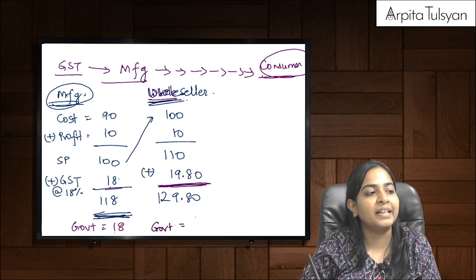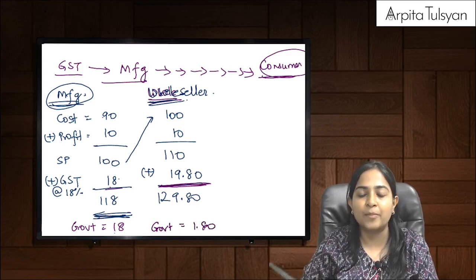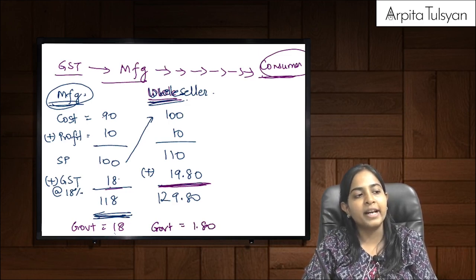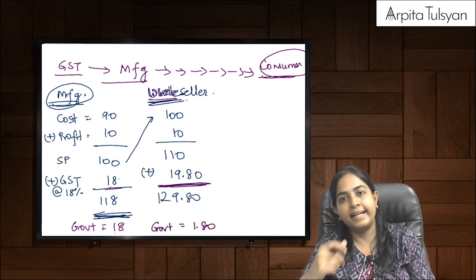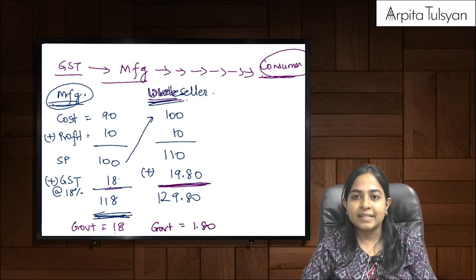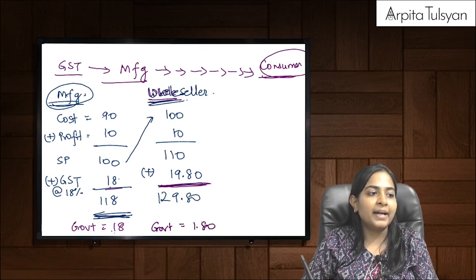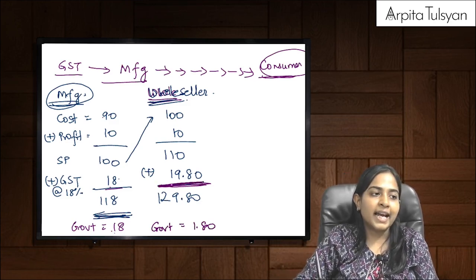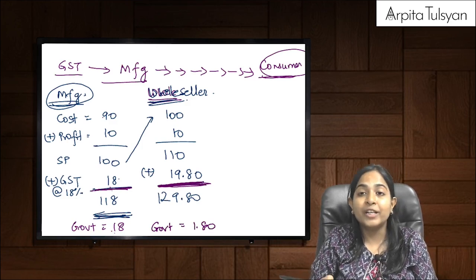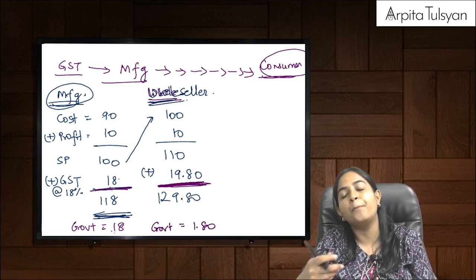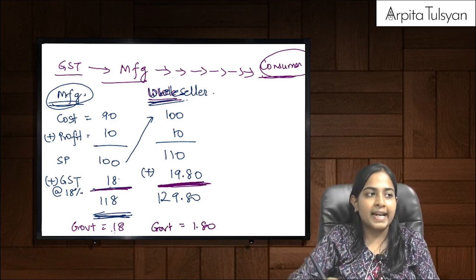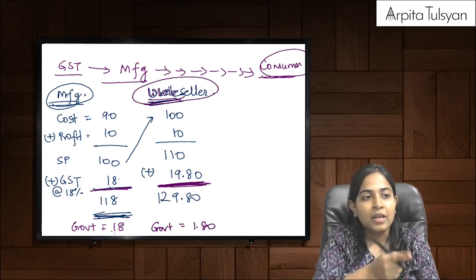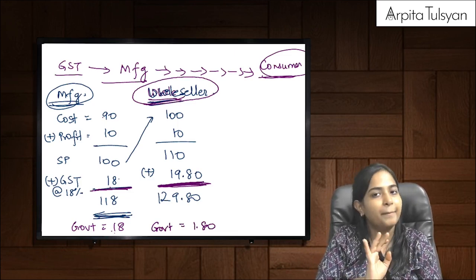Here finally to the government, we are going to pay the difference of 1.80. Ma'am, how did you get this difference of 1.80? 19.8 minus already paid to the government, 18. Are you clear with this? Yes. So, can we say ultimately total 19.8 has reached the government? So this was the tax payable and this 18, we took the input tax credit of this 18, because remember, the wholesaler had earlier paid 18 rupees. Of that 18 we have now got the benefit.